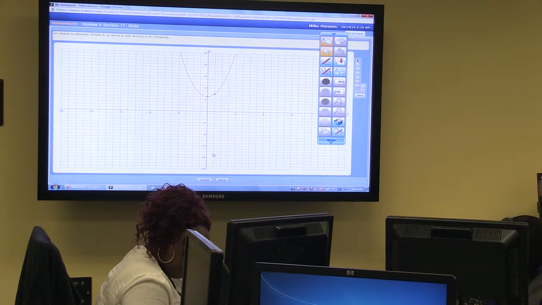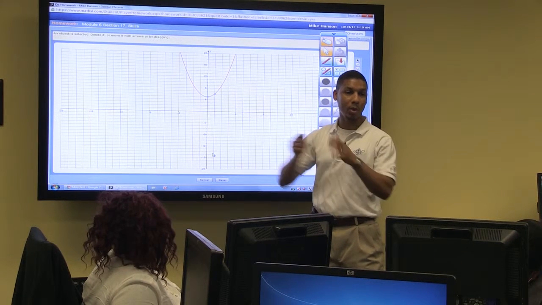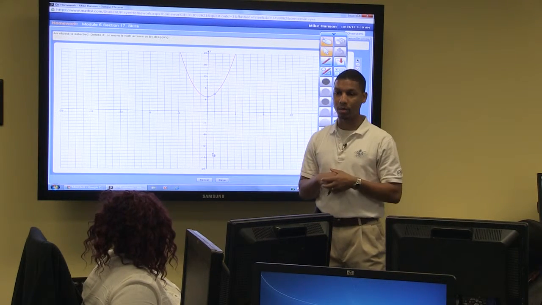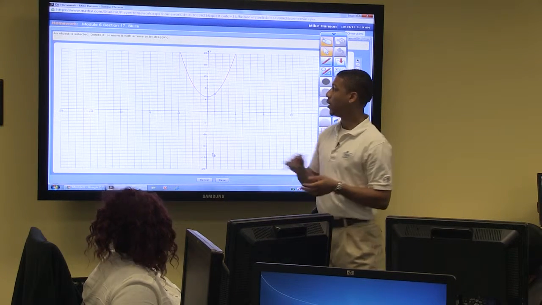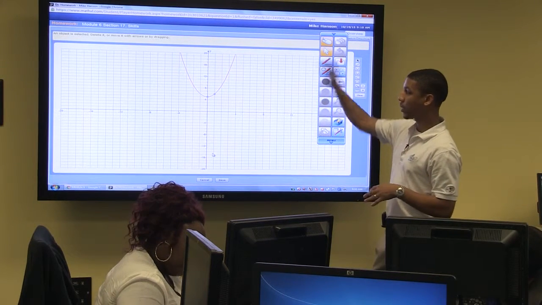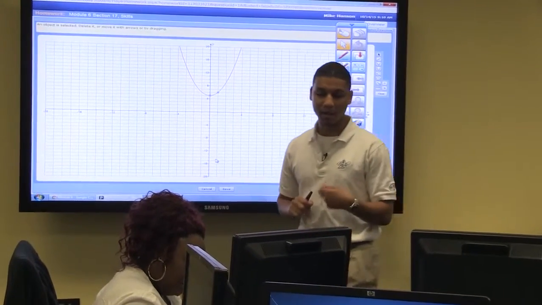Is everybody okay so far? The first one is the vertex. The second one is just a point to determine how big or small it's supposed to be, how wide or thick it needs to be. Now the problem here, before I cancel this out, it also asks for axis of symmetry. I want everybody to write that down. Axis of symmetry.